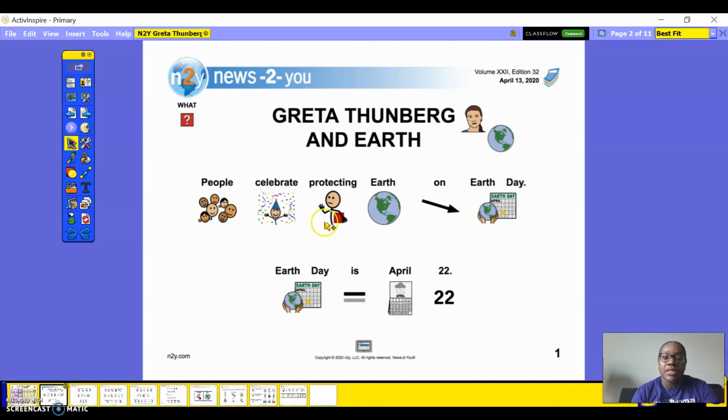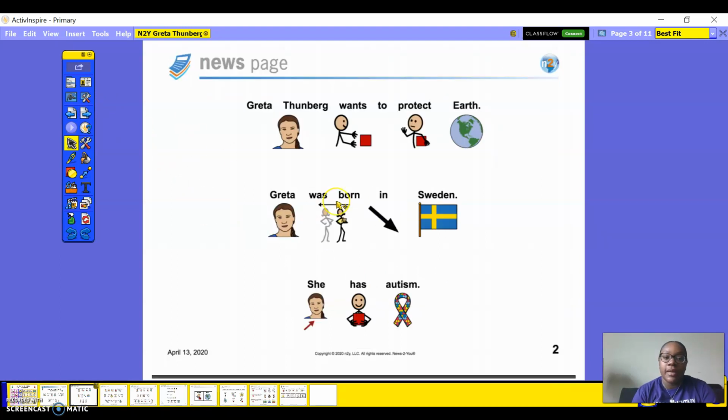People celebrate protecting Earth on Earth Day. Earth Day is April 22nd. Let's turn to page 2. Make sure your page looks like mine. I'm on page 2 here at the bottom. Greta Thunberg wants to protect Earth. Greta was born in Sweden. She has autism. So what does she want to do?